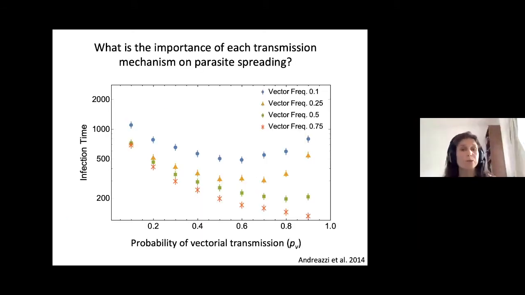So our first question was to understand what is the importance of each transmission mechanism on the dynamic of the parasite spread. To answer that question, we compare scenarios with different relative abundances of vectors and also different probabilities of vectorial transmission. In this plot, the y-axis is our metric of the time to infect all the nodes in the system, called the infection time. The x-axis is the probability of vectorial transmission, the PV. And the 4 different colors are the scenarios where we increase the relative abundances of vectors in the environment.